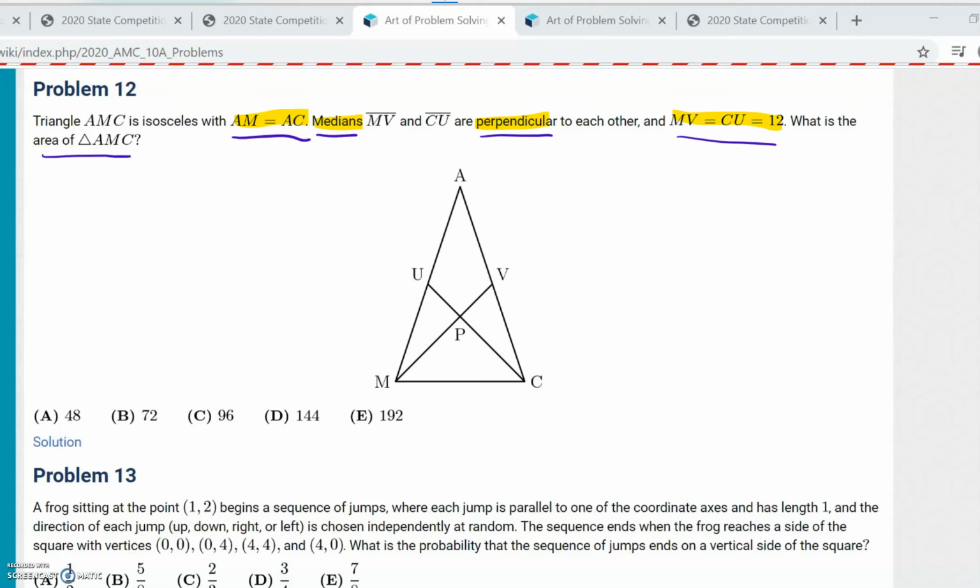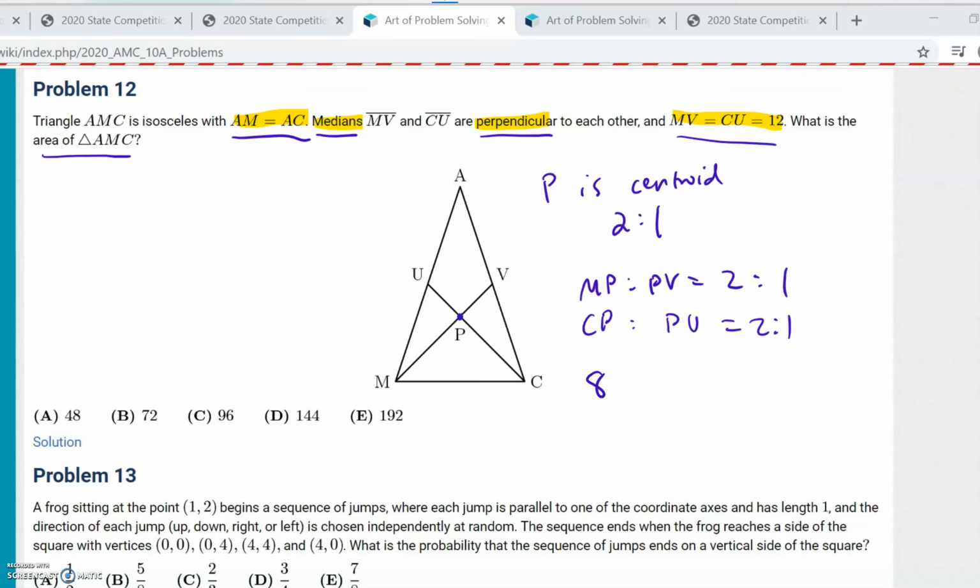So, we're only given 2 side lengths, and that's the length of these medians. However, we know that when 2 medians intersect in a triangle, the point at which they intersect is the centroid of the triangle. So P is the centroid. And the centroid divides the medians in a ratio of 2 to 1. So, since MV equals CU equals 12, we know that MP to PV is going to be in the ratio 2 to 1. And the same goes for CP to PU, which is also going to be in the ratio 2 to 1. Since they're both 12, we know that MP and CP both have to be 8, and PV and PU both have to be 4. So let's write that in the diagram. 8, 8, 4, 4. Alright, not a bad start.